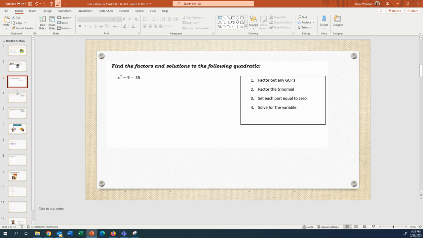Let's look at the next example. You can see we have 3 terms, but we only have one term with a variable. So let's combine like terms. We'll subtract 55 from both sides, and that's 64.